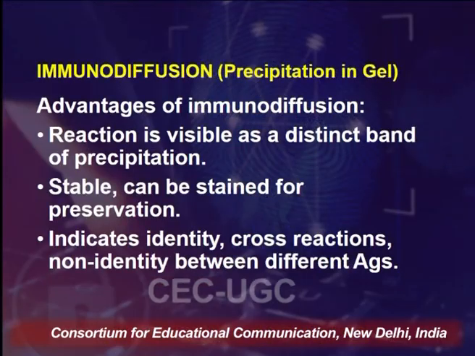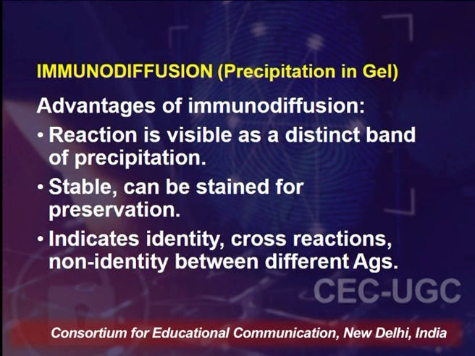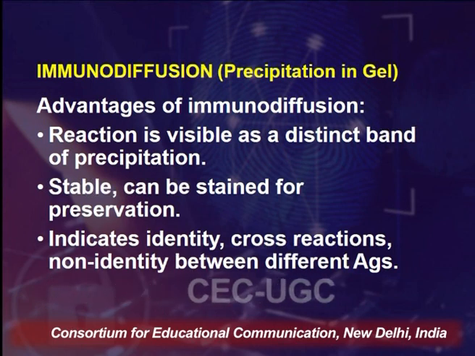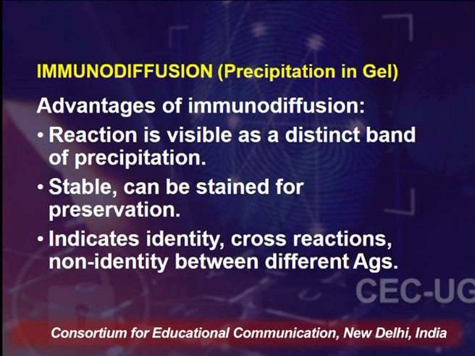Now, immunodiffusion is another type of immunochemical technique. In immunodiffusion, the reaction is visible as a distinct band of precipitation. Immunodiffusion reactions are very stable and they can be stained for preservation. They indicate identity, cross reactions, and also non-identity between different antigens. If no reaction occurs, then there is non-identity between the different antigens.